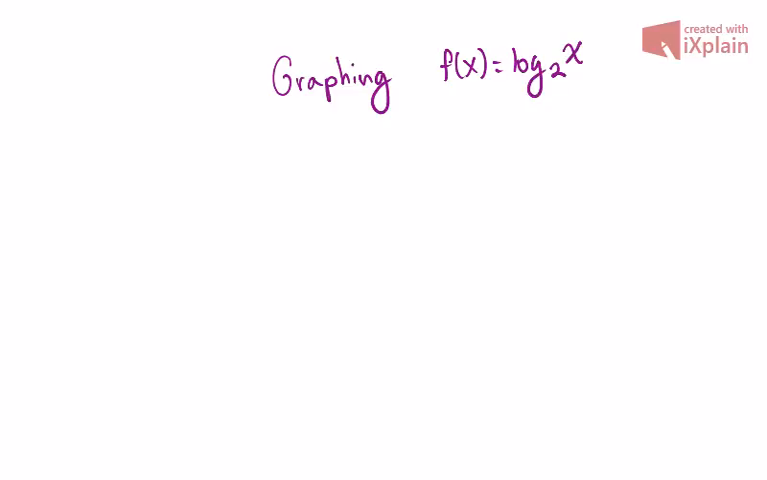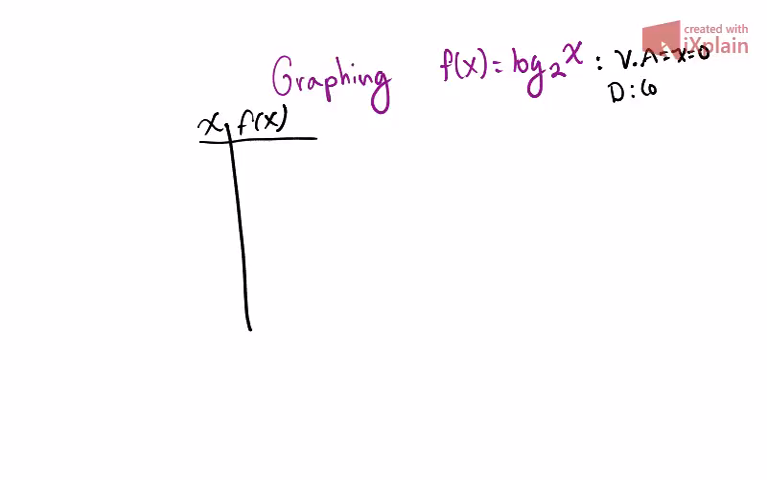Okay? First things first, if you don't know what you're doing, always create a table of values. If you don't know the numbers, make numbers. So we need to generate a table of values to graph it. Obviously I know I'm going to have a vertical asymptote at x equals 0. I know that for a fact. I also know that the domain is from 0 to infinity, and I know the range is all real numbers. We're going to see why in a minute.